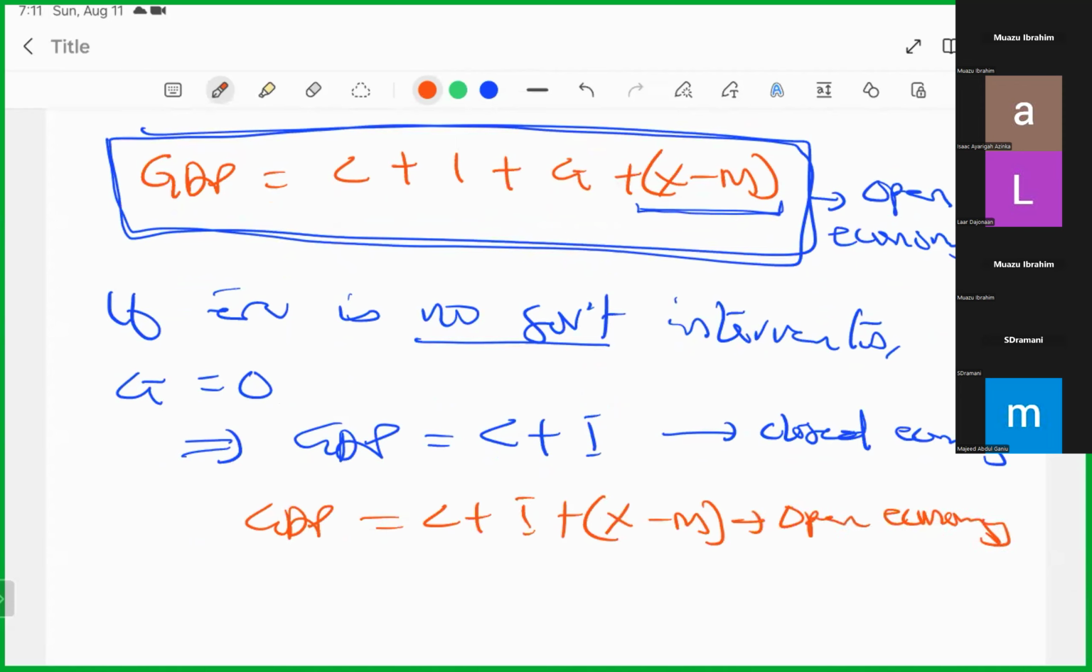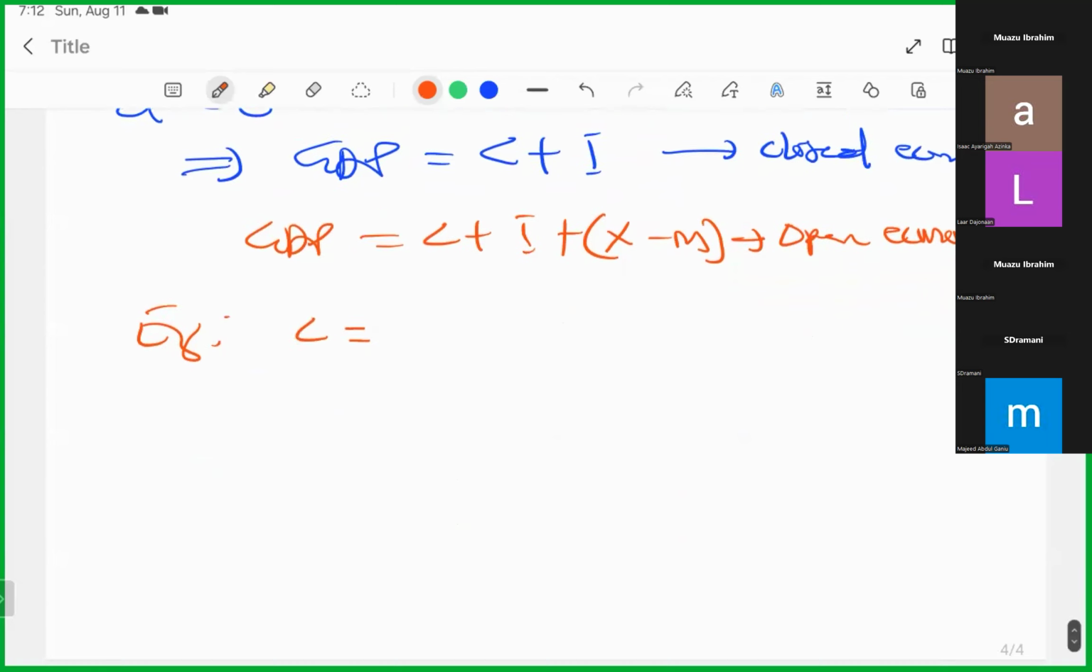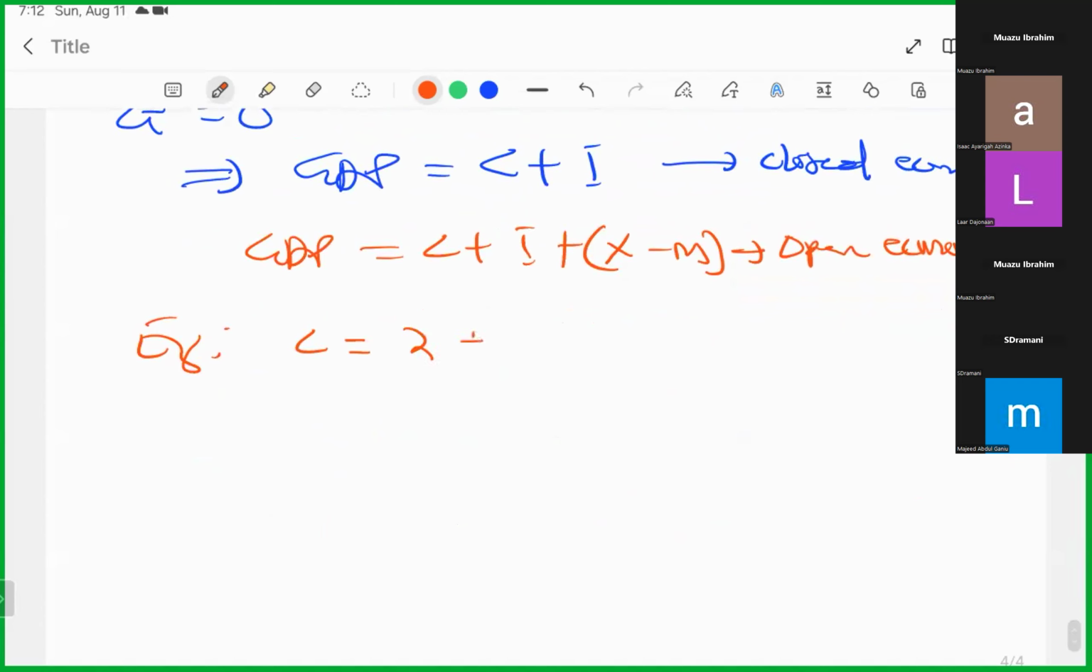So if I give you a question and I give you all the values, let's say for example, we have consumption of households to be maybe 2. We also have investment to be 1. We have government expenditure to be 3. We have export to be maybe 5. We have import to be 2.